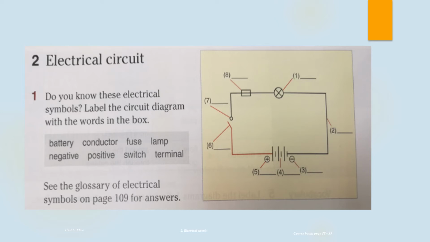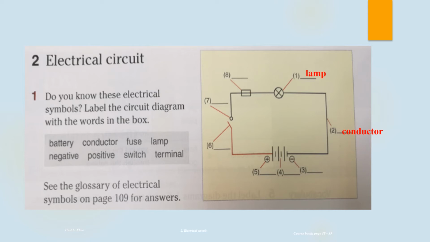Okay, I suppose that you have paused the video and answered the question. So let's check the answers together. What is number 1? Excellent, it's a lamp. 2, of course, it's a conductor. Conductor in Arabic means muwassil, and we refer by this word to the wires or cables.